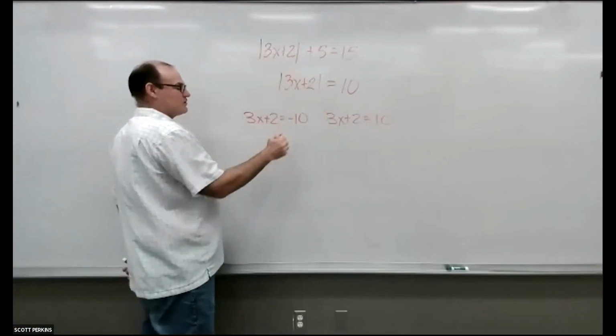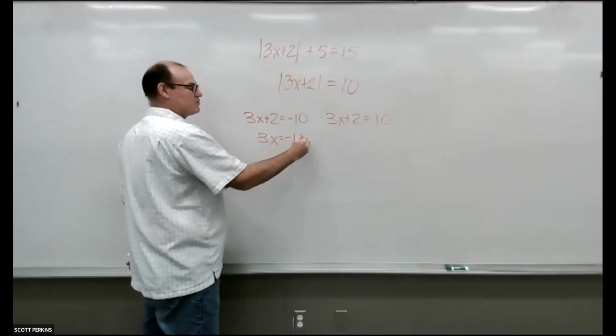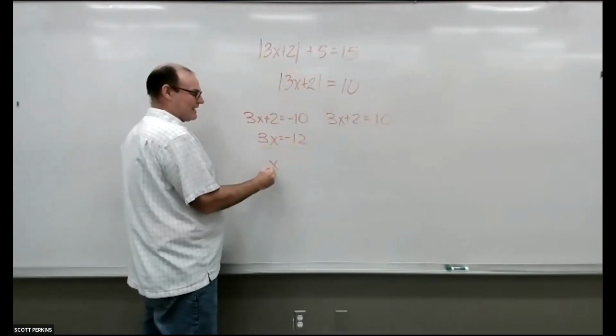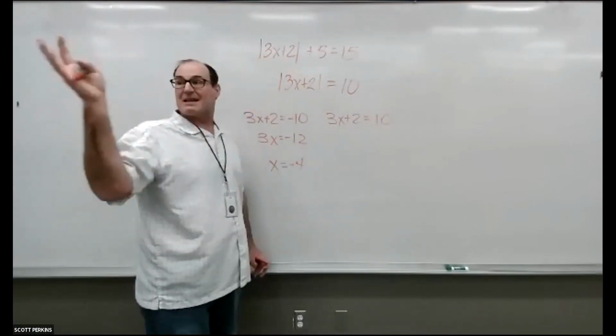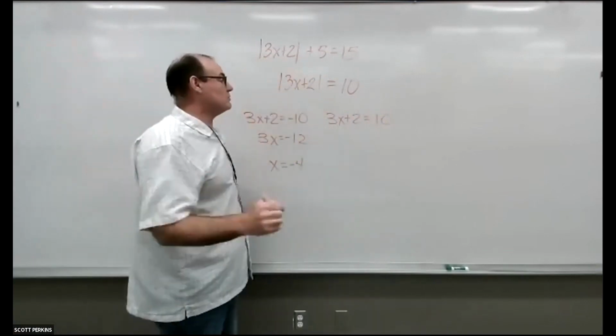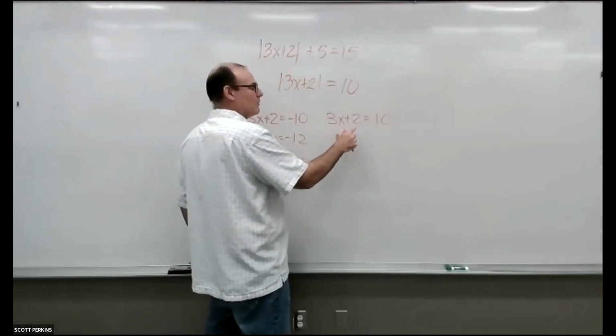So then I subtract 2, and I get 3x is negative 12. When I divide by 3, I get x is negative 4. There's my first answer. You can always check on the test. I highly encourage checking. That way you know when you leave the test, you got it right.